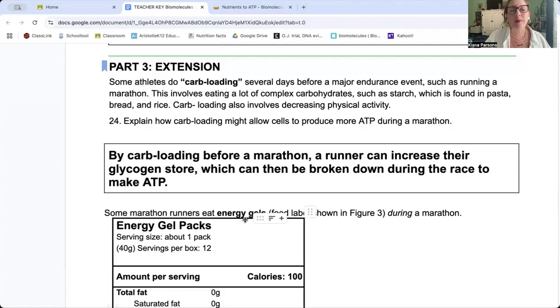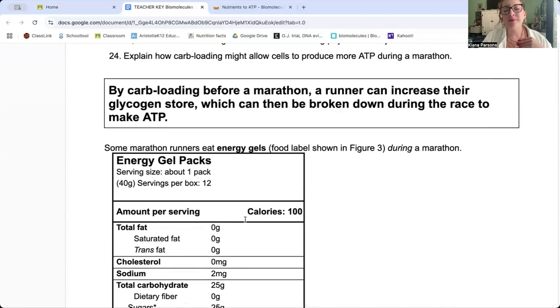By carb loading before a marathon, a runner can increase their glycogen storage, which can then be broken down during the race to make ATP, so that the glucose is just ready. It's stored there in the glycogen, ready as you're running, as your blood glucose drops because you're using all of that energy. The glycogen stores can be broken down, and all of that glucose is released into the blood, and you are ready and raring to go for round two. You've got your second wind.